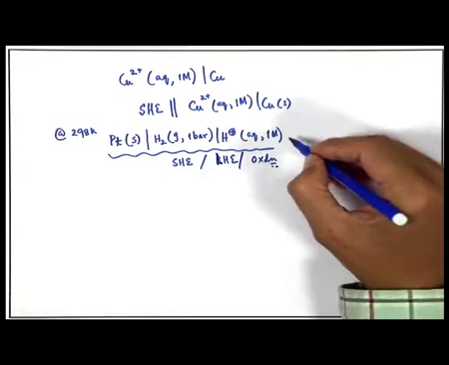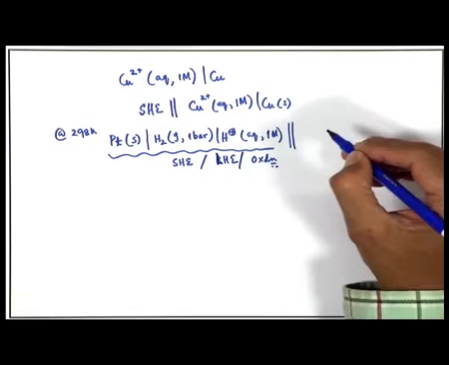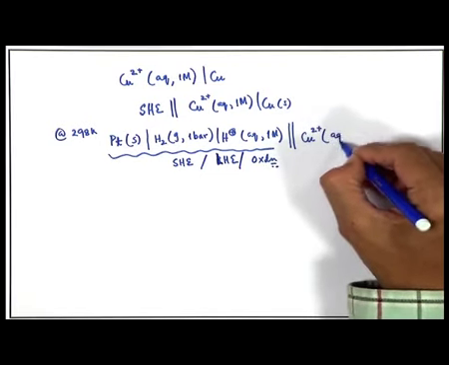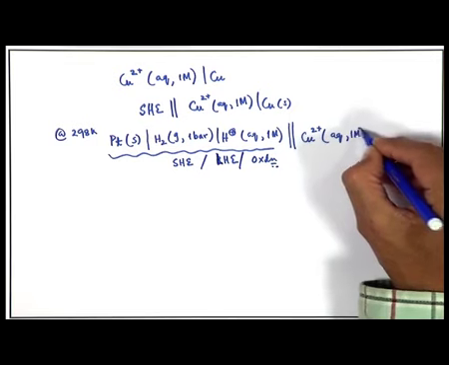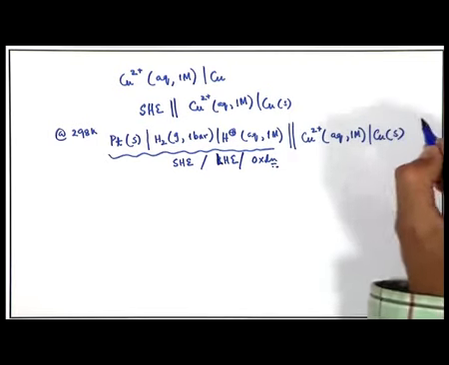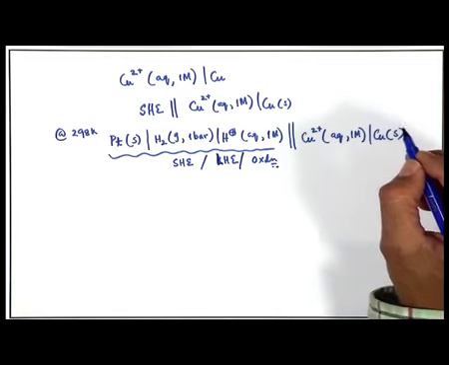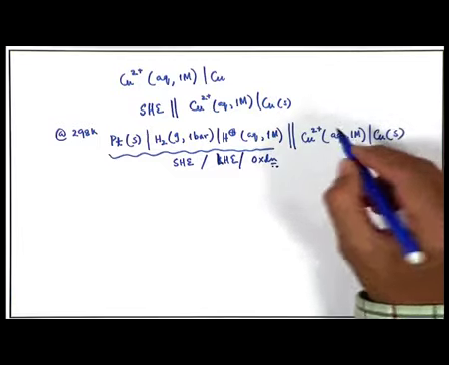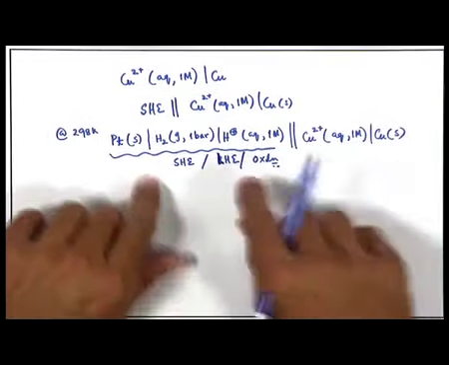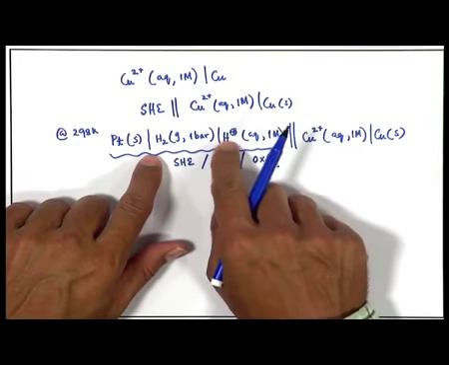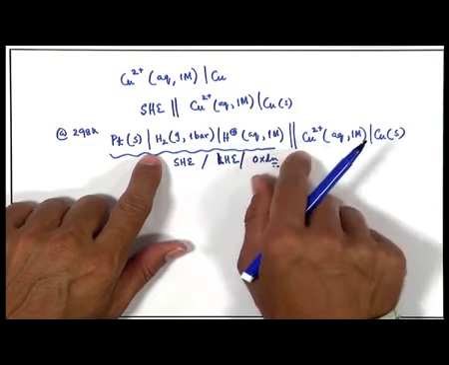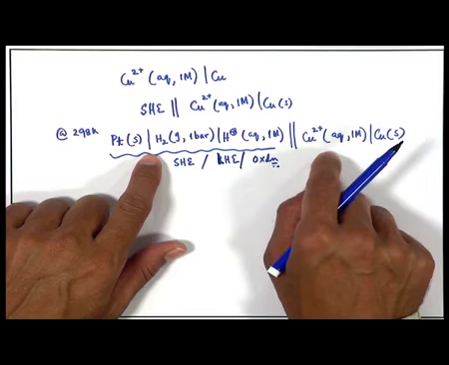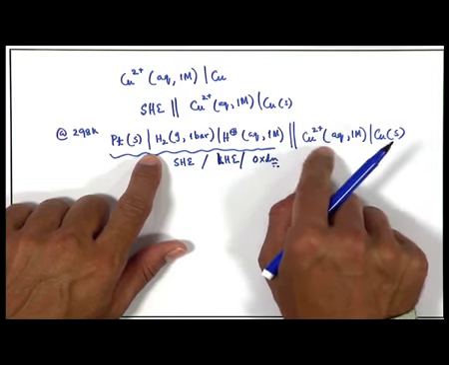Now, couple this with the copper electrode. So, put a double vertical line, Cu2 plus equals 1 M, then Cu solid. So, this completes the cell. Then what you have to do, you measure the EMF of this cell. Of course, this is 0. So, whatever value you will be getting as EMF of the cell will just be equal to the reduction potential of this.